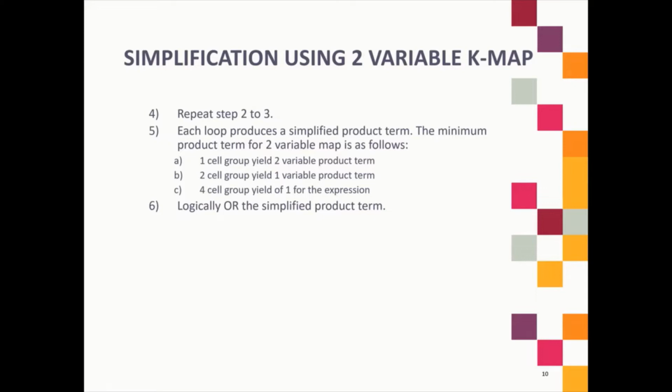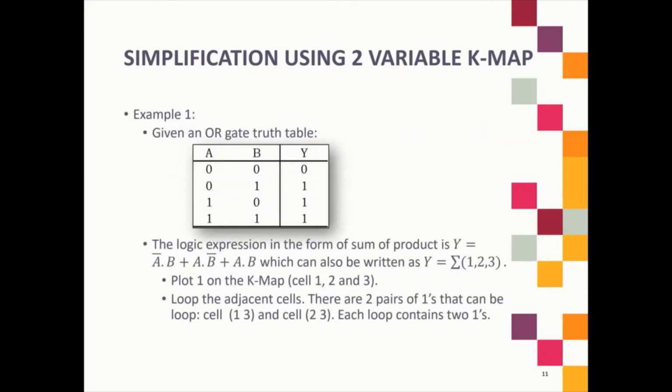Okay. So I will show you how we are going to simplify by using K-map. So this is the example. Given an OR gate truth table, this is your truth table. The first step is you need to write the SOP expression. So this is your SOP expression. This SOP expression can also be written as Y equals the sum of 1, 2 or 3, because each combination is equal to a decimal value. So this is 1, this is 2, and this is 3.